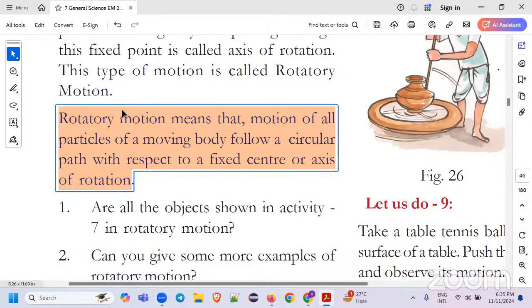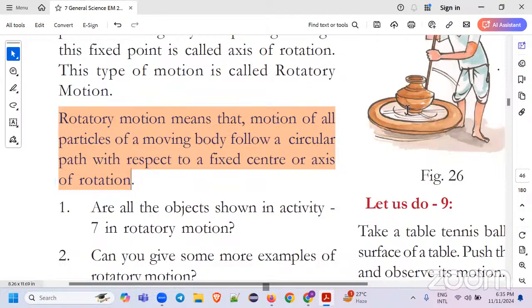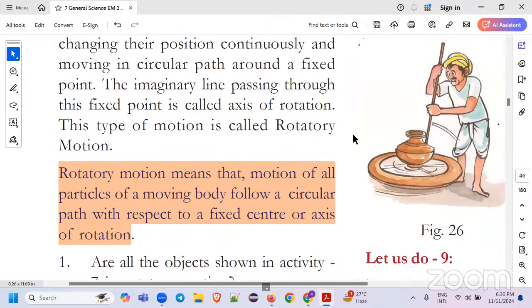Look, the potter has placed a fixed center here. Around it, all the mud parts, even the pot, whatever it may be, when in motion, will all be in circular motion along a fixed point or axis. This type of motion is called rotatory motion.